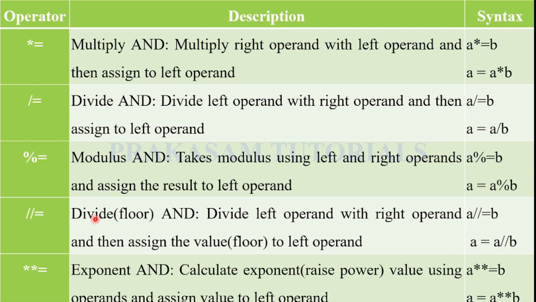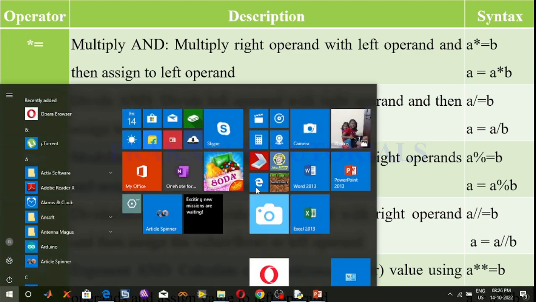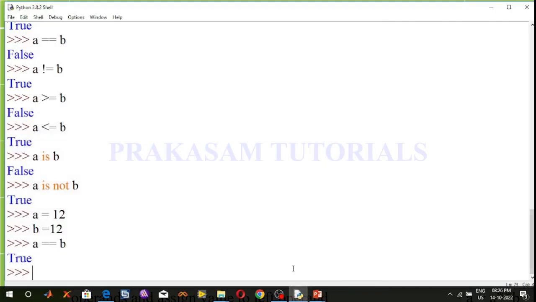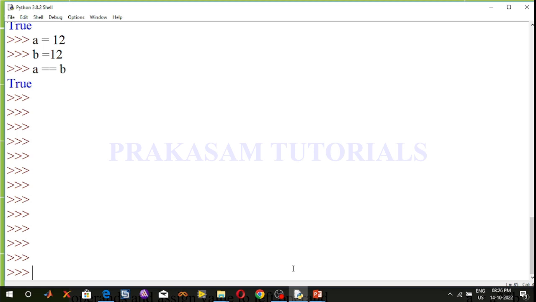So for example, assignment operators. First I am considering two values. The variable a is assigned the value 5 and variable b is assigned the value 3.